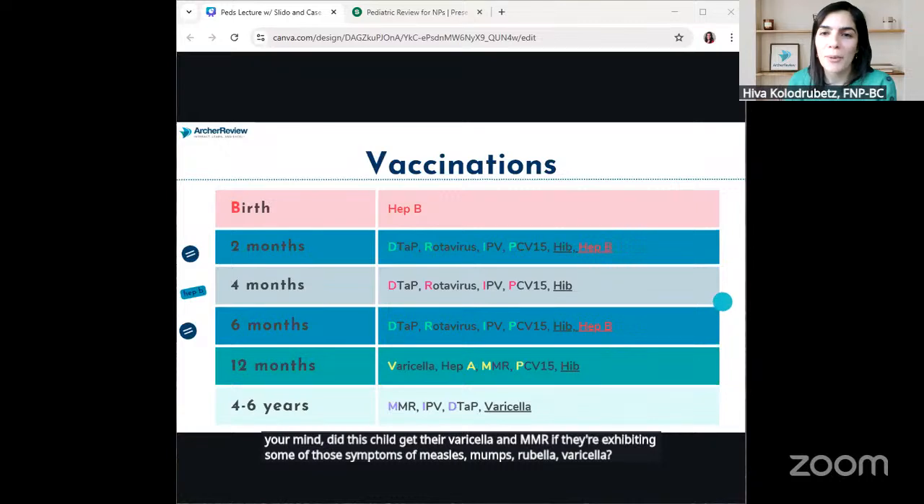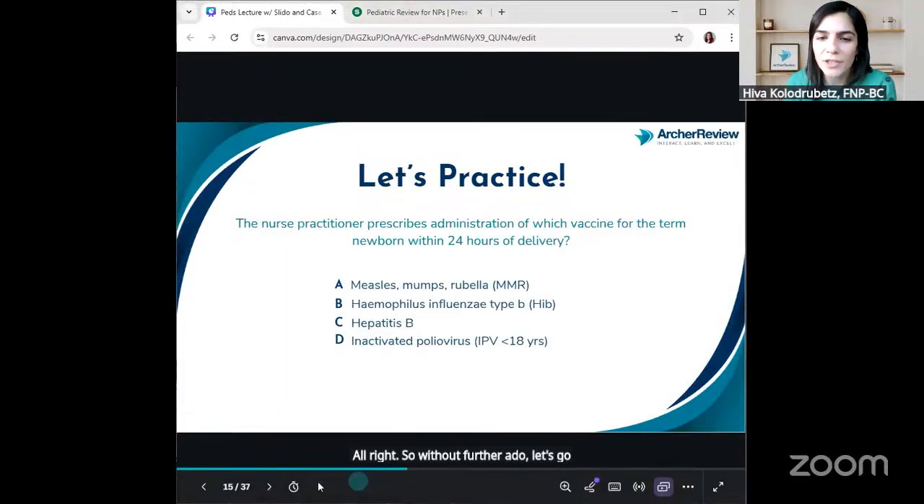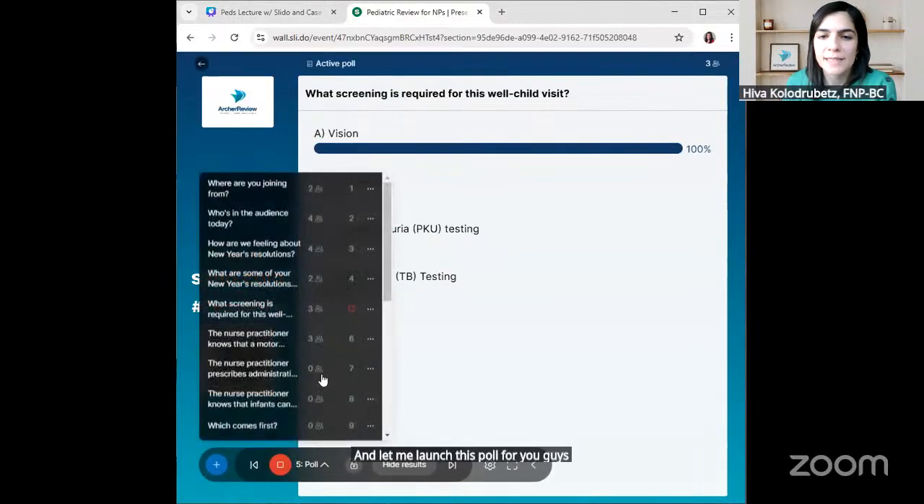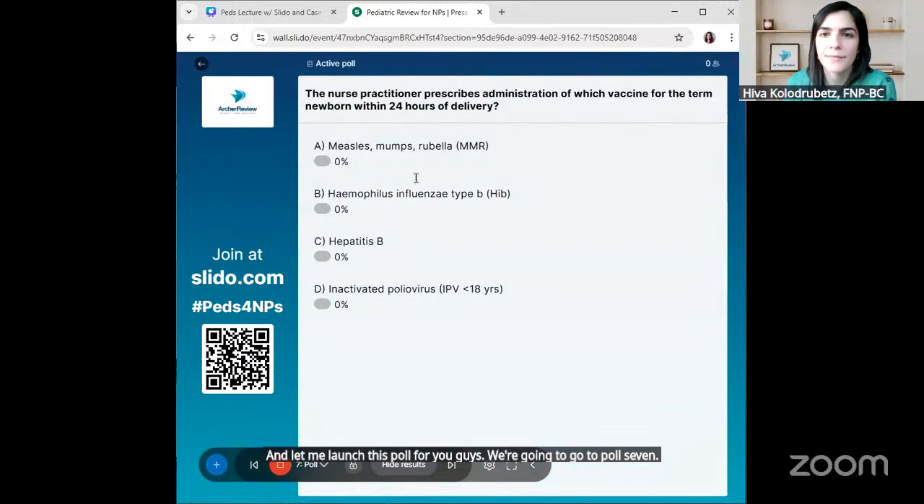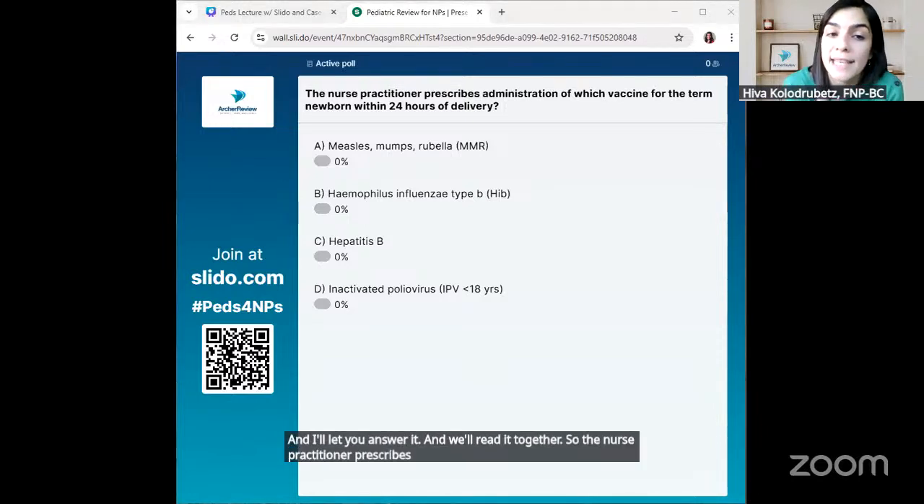All right, without further ado, let's go into another practice question, and let me launch this poll for you guys. We're going to go to poll 7, and I'll let you answer it, and we'll read it together. The nurse practitioner prescribes administration of which vaccine for the term newborn within 24 hours of delivery? What do you think? A, B, C, or D?